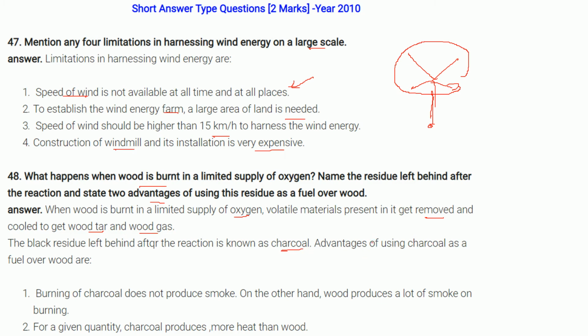Advantages of using charcoal as a fuel over wood are, first of all, burning of charcoal does not produce smoke or very little smoke. On the other hand, wood produces a lot of smoke on burning. For a given quantity, charcoal produces more heat. It has more calorific value than wood.